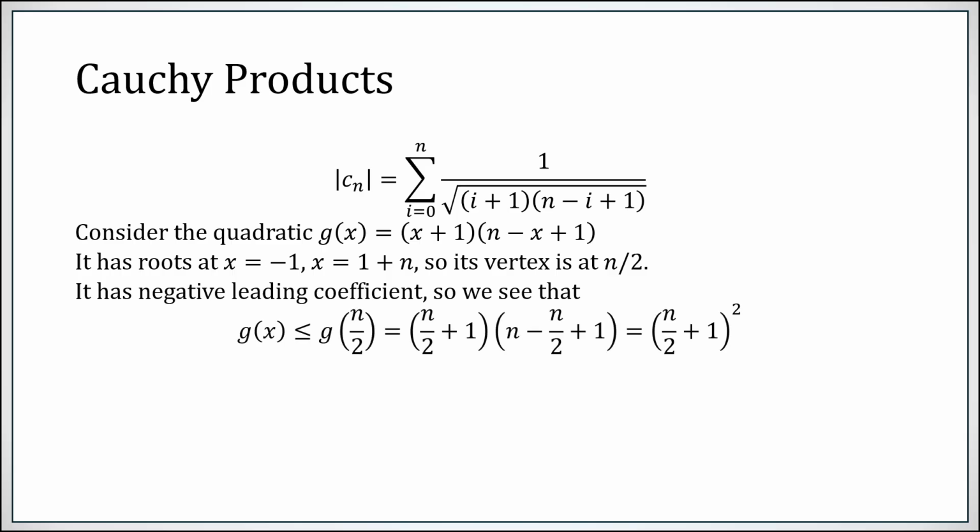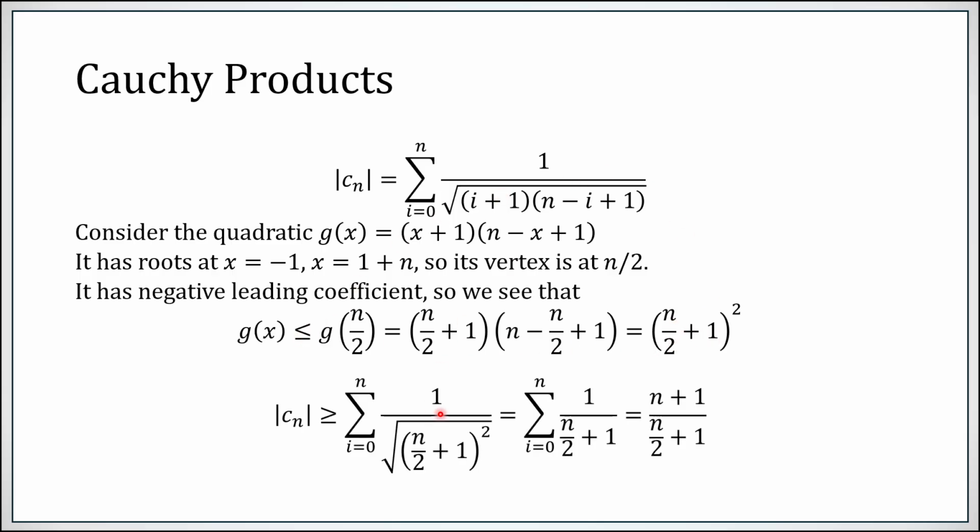So the value of the quadratic is less than or equal to the value at the vertex. And if you simply plug in n over 2 and compute what's going on here, n minus n over 2 is another n over 2. You get (n over 2 plus 1) squared. So the thing under the radical is less than or equal to (n over 2 plus 1) squared. So 1 over the thing in the radical is bigger than or equal to 1 over the square root of (n over 2 plus 1) squared. The square root and the square cancel out because we have no negative numbers here, not a problem.